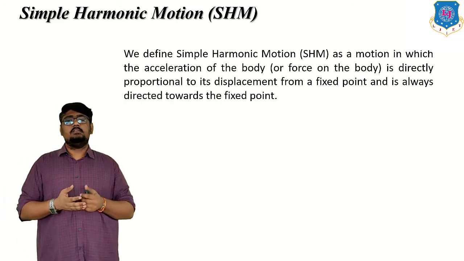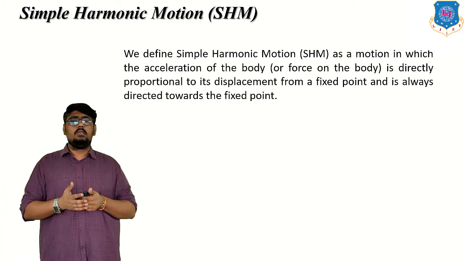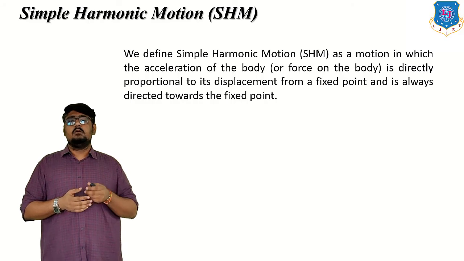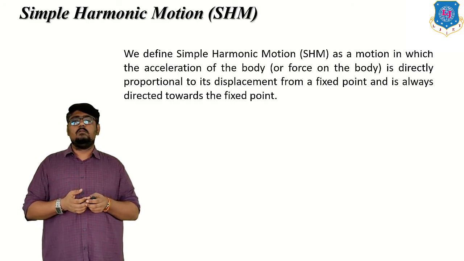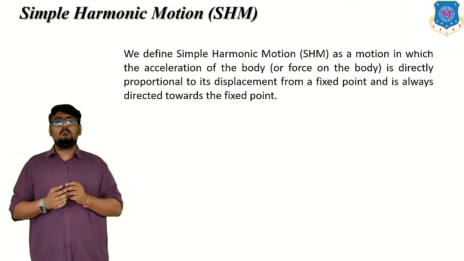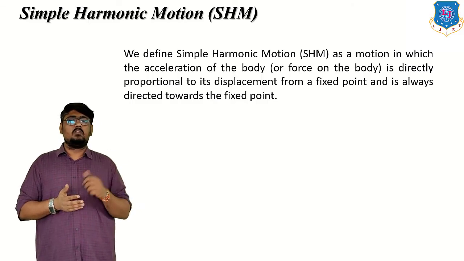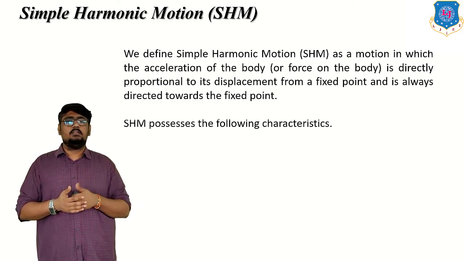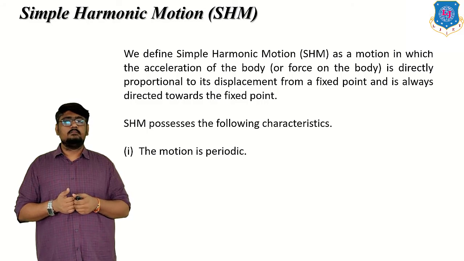Now the next topic is simple harmonic motion. We define simple harmonic motion as the motion in which the acceleration of the body, or the force on the body, is directly proportional to the displacement from a fixed point and is always directed towards the fixed point. That is simple harmonic motion. Simple harmonic motion possesses the following characteristics. The first one is that the motion is periodic.